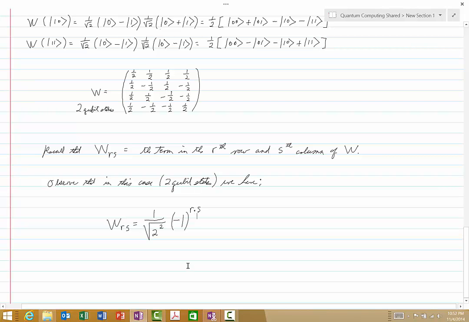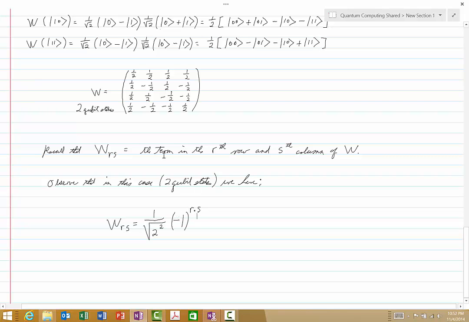Now, let's check this out and make sure it makes sense. Well, first of all, 2 squared is 4, and of course the square root of 4 is 2, so that would be a 1/2 out here. So I'm sure you'll agree that 1/2 is the magnitude of all these terms. But does this correctly predict all of the signs in it?